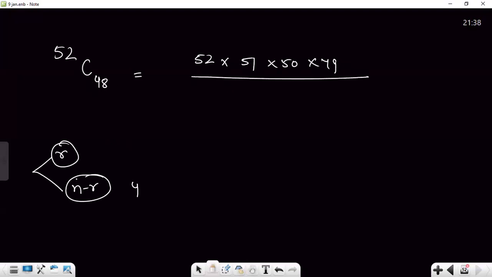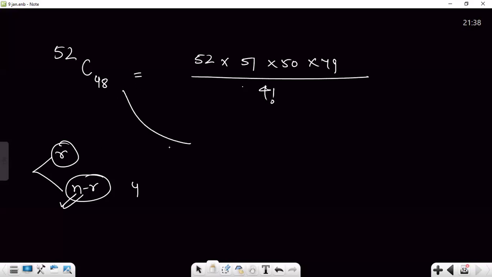Divided by what is left now. N minus R is used, so divided by R factorial. Simple, as simple as that. Divided by the smaller number that is there out of these two, 4 factorial.